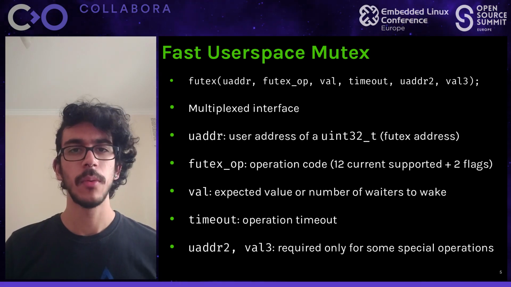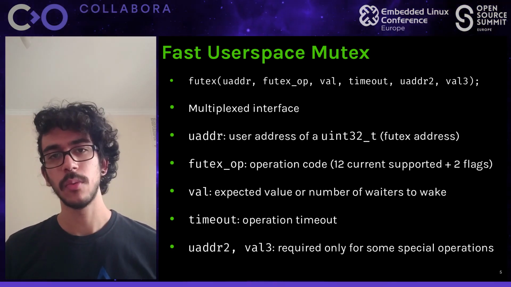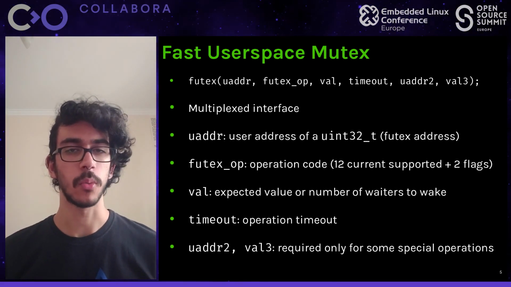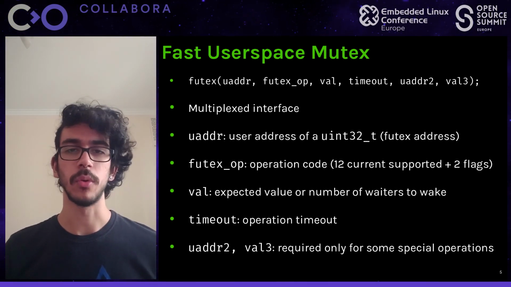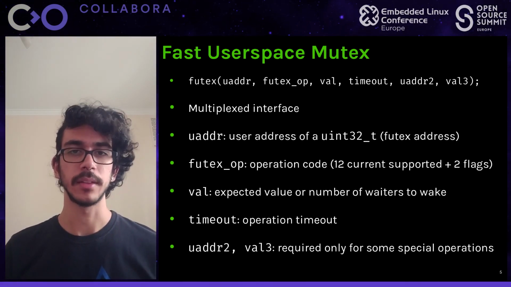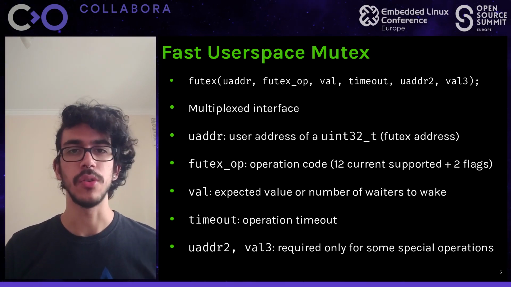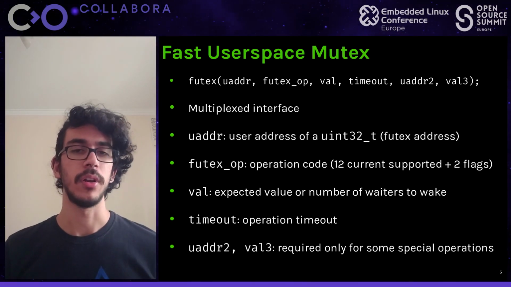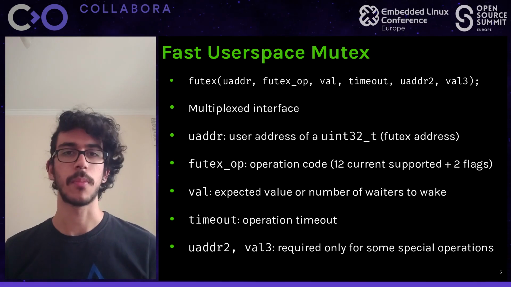So the value on the wait case is the expected value, but on the wake case is the number of threads you want to wake. And the timeout operation is for if you don't want to wait forever, you can add a timeout for the Futex wait. And there are also the user address 2 and the val3 arguments that I will not cover here because they are for other, more complex operations.